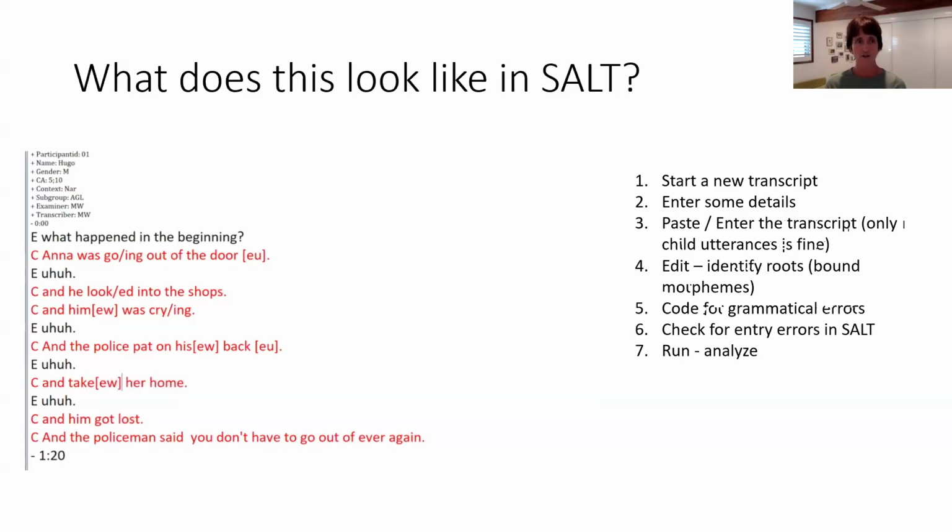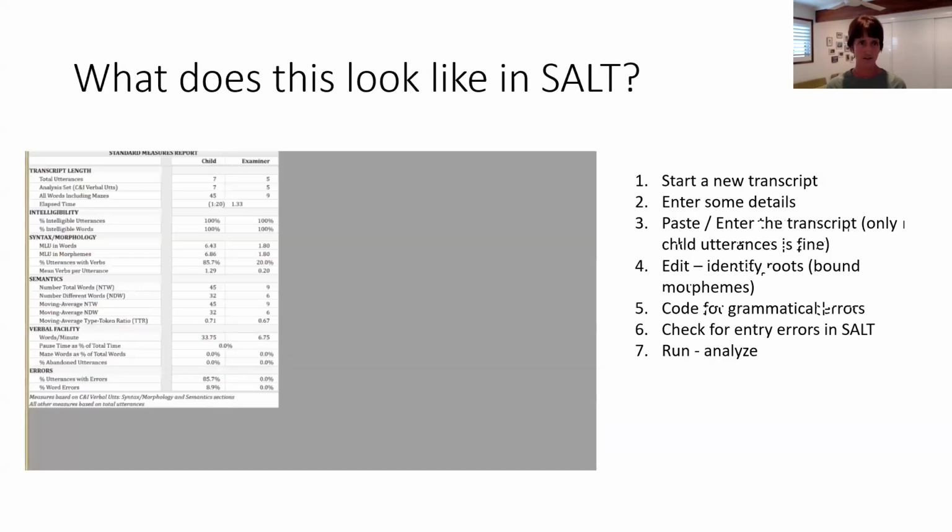by sentence. So "Anna was going out of the door," an error at utterance level, and "him was crying." That's an error at word level. Actually, I missed "he looked into the shops." It's a pronoun error. "The police pat on his back," error at the utterance level, and "take her home," and "him got lost." So you can see that there's an error in almost every utterance.